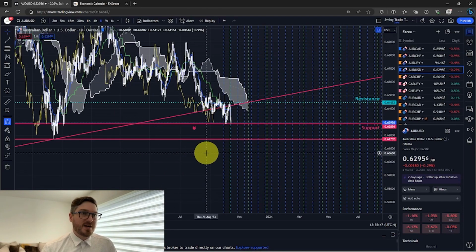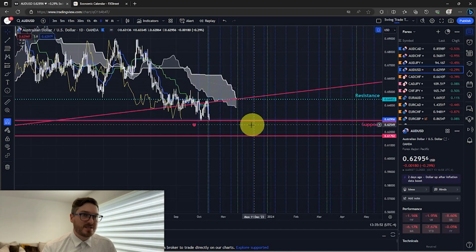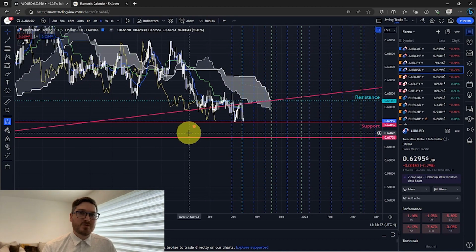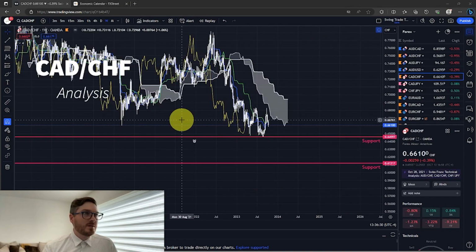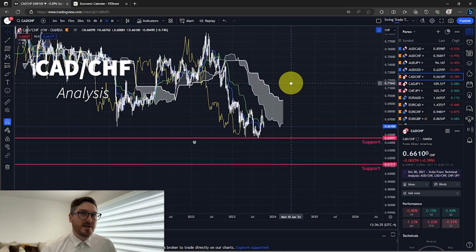So I'm going to be keeping an eye on that this week, and hopefully this is not a double bottom here. So we're going to need this candle to close actually below this level to confirm the breakout.